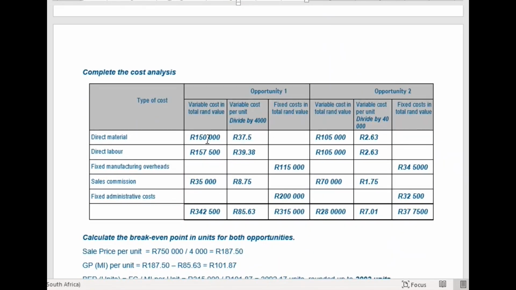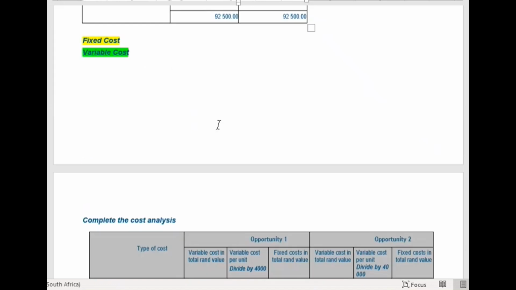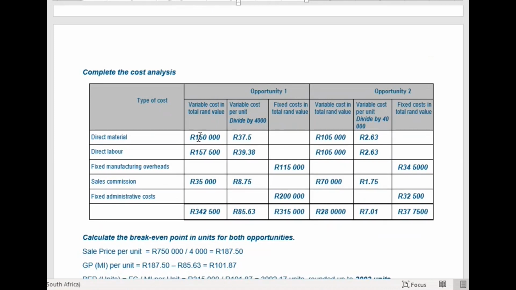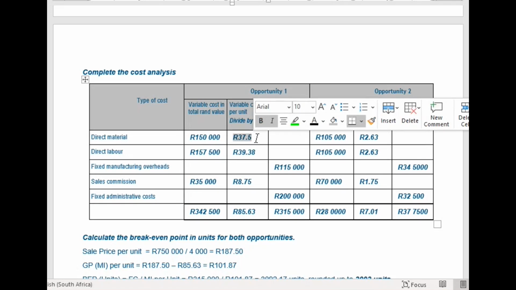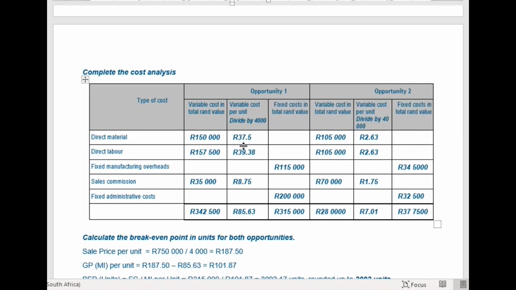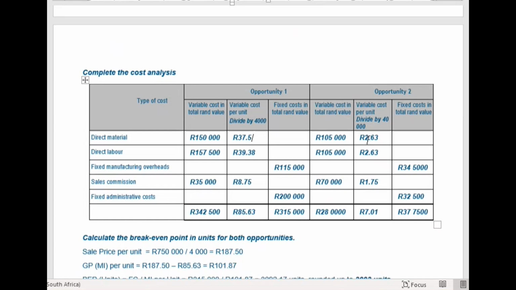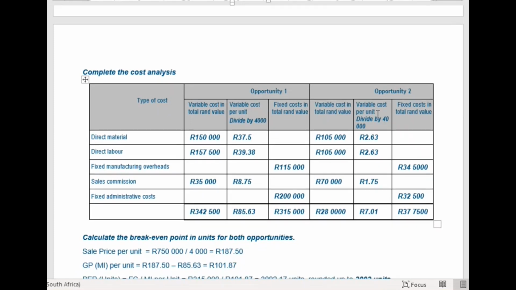Okay, but we must now calculate the variable cost per unit. And that is why we go here and we see, okay, it's based on 4,000 units. So I can take the 150,000, divide it by 4,000, and then I see that it's got an effect of 37 Rand 50 cent per unit. In the case of opportunity two, my direct material was 105,000, and I had to divide it not by 4,000 but by 40,000, and it's got an effect of 2 Rand 63.